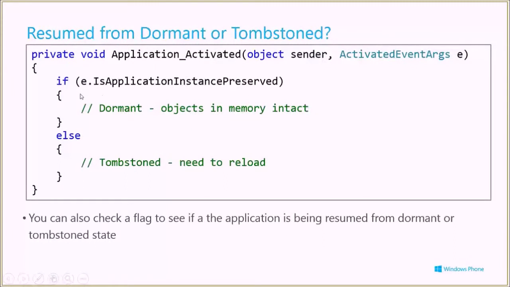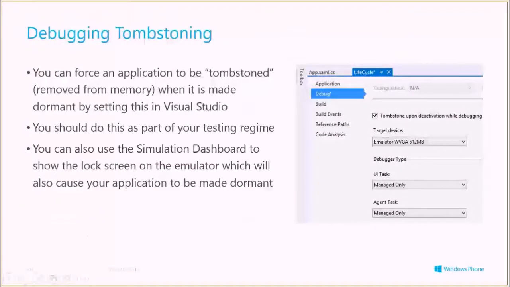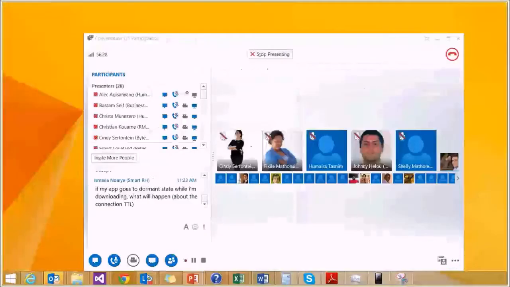So if the activated event argument is application instance preserved, which means the application is coming from a dormant state, the instance of the application is preserved, and the dormant objects in memory are still intact, so you might not need to do anything, or you might need to do something, depending on what you want to do. Else, it's tombstone, and then you need to reload what was inside, for example, load what's inside the database or load what the user was writing in the text box. So let me show you.